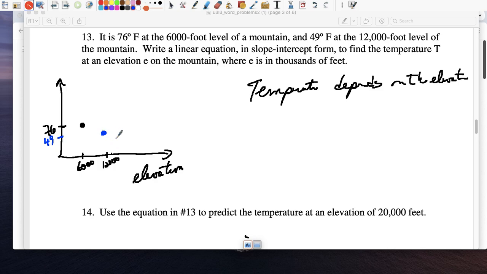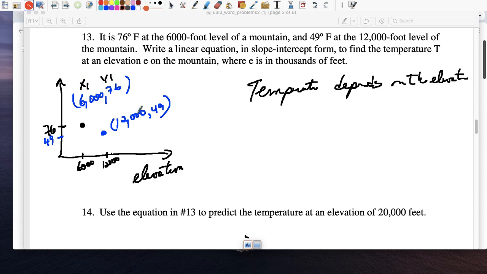All right, so we have 2 points on this graph. This point here is 6,076. This point here is 12,049. Well, we can find the slope.